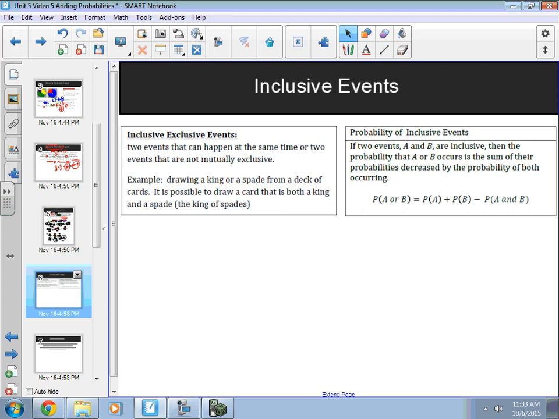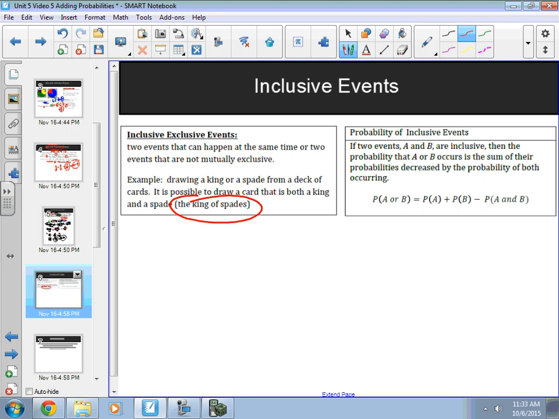That's when two events can happen at the same time, or two events are not mutually exclusive. An example: drawing a king or spade from a deck of cards. It's possible to draw a card that is both a king and a spade. There's a card that is a king of spades. So when something can be in both groups, that's called inclusive.